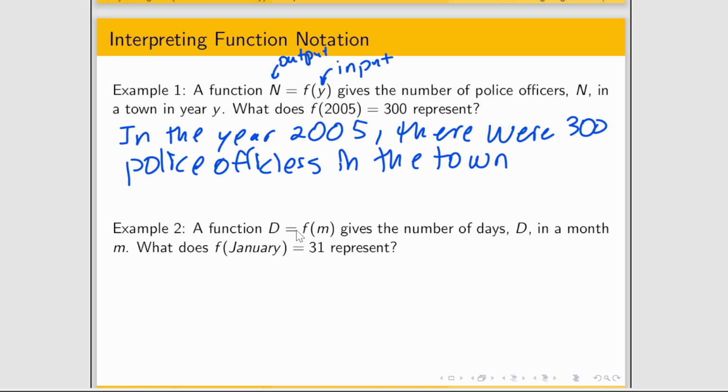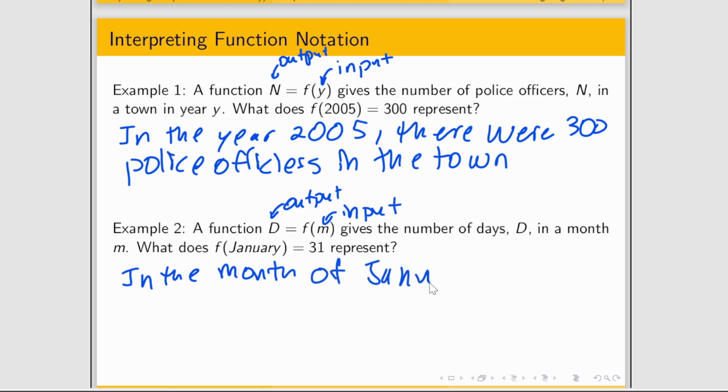What about the function d equals f of m that gives the number of days d in a month m? So first of all, before I label it, what's considered my input and what's considered my output? My input is m and my output is d. What does f of January equals 31 represent? That represents that in the month of January, there are 31 days. January, the month being my input, the number of days being my output.